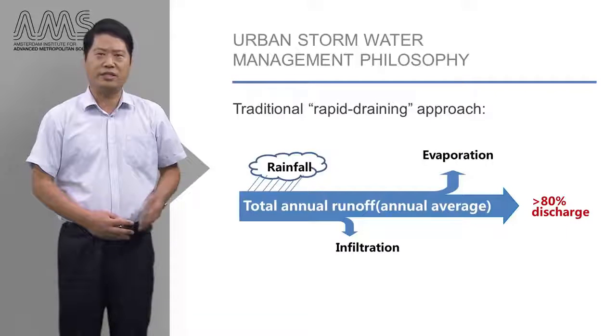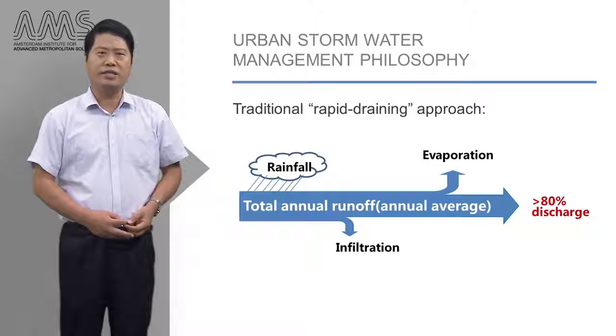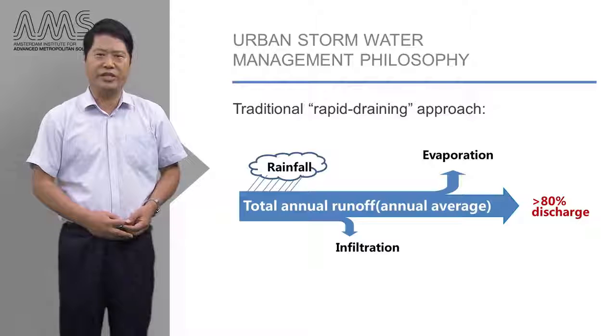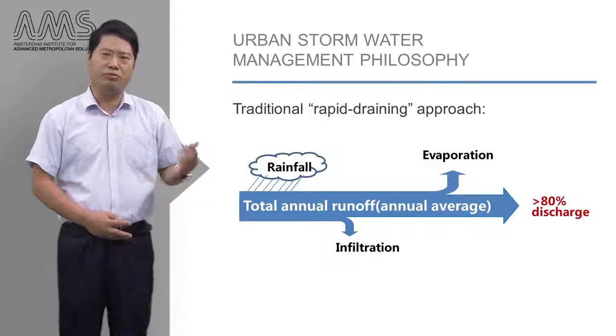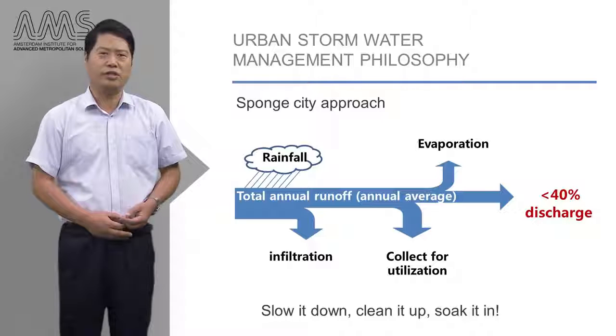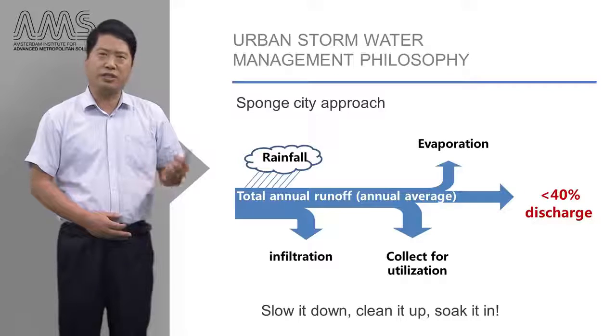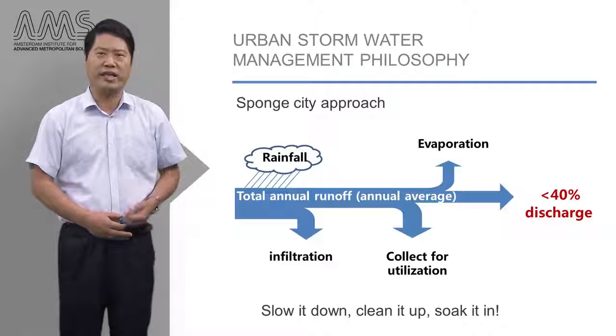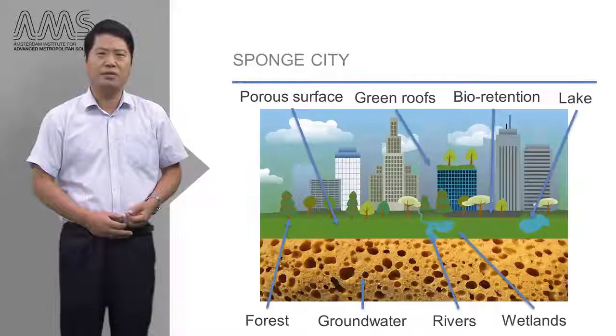Let's take a look at the evolution of urban stormwater management philosophy. The traditional approach to urban stormwater management is the rapid drainage approach. Stormwater is regarded as a bad thing that should be removed from urban areas as quickly as possible. In the Smart City approach, stormwater is regarded as a valuable resource. The philosophy now is to slow it down, clean it up, and soak it in by increased retention, infiltration, and utilization. A Smart City is a city that functions like a sponge.